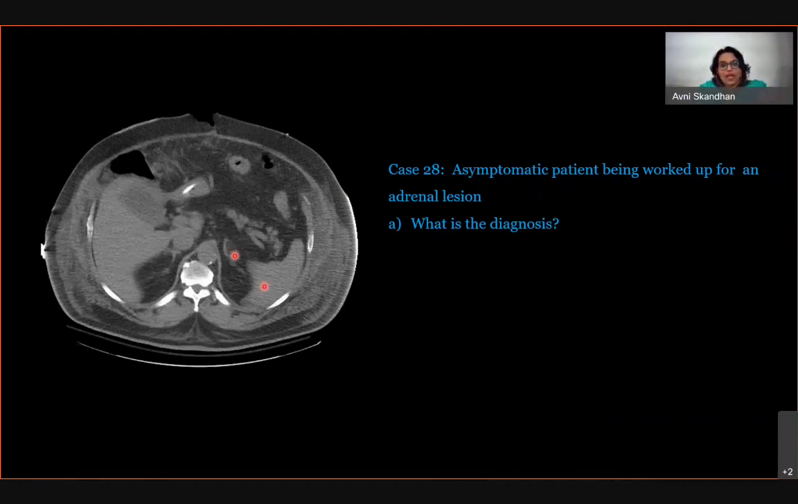Myelolipoma is almost entirely fat. Adenoma can be lipid rich, can be lipid poor. So you might have to dig in and look for the density. You don't see it like this. Myelolipoma is something where you have striking fat in it, but with adenoma, you may have a lipid rich adenoma, but you still don't get the striking kind of appearance.